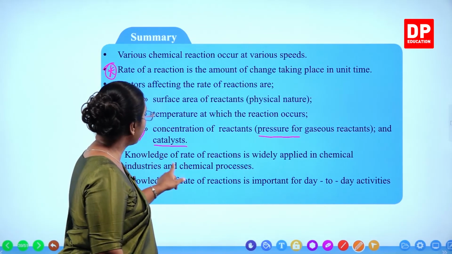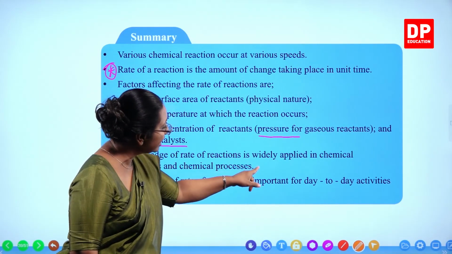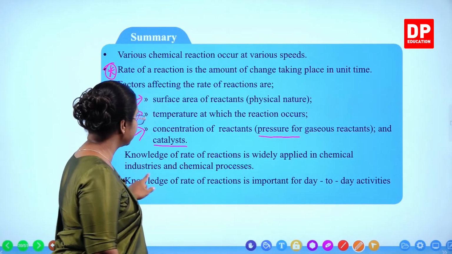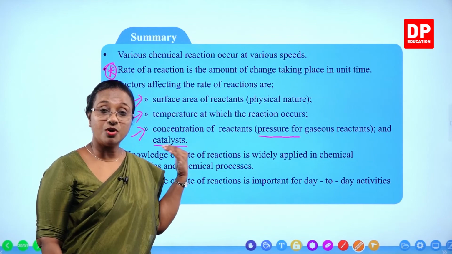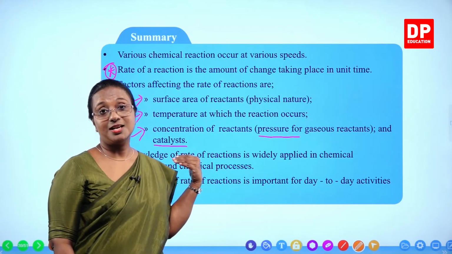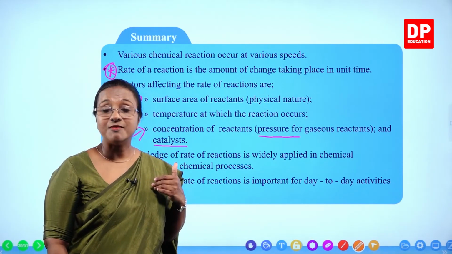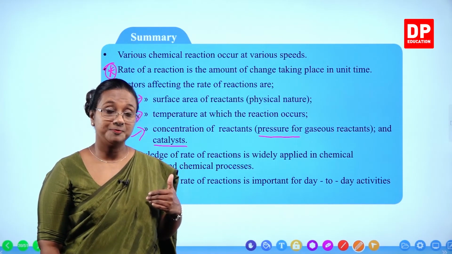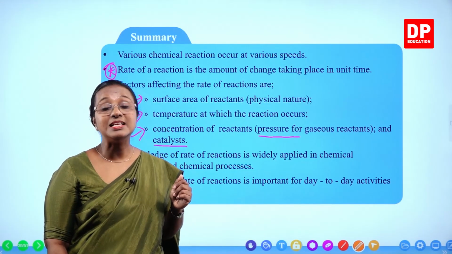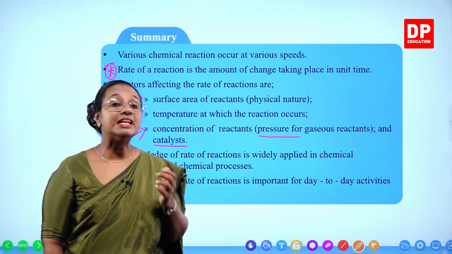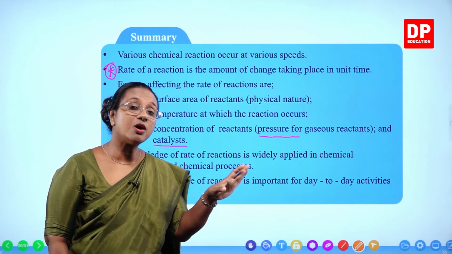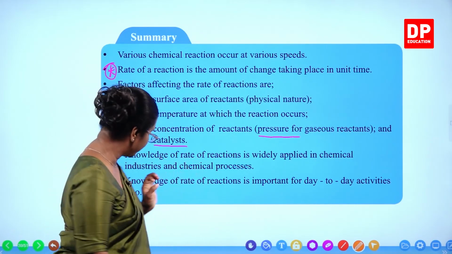So, knowledge of rate of reaction is widely applied in chemical industries and chemical processes. So, those are the examples we saw in the previous slides. Industrial processes where we use catalysts. And about the biological catalysts, those are the enzymes in detergents, in catalytic converters. So, those are all different applications.